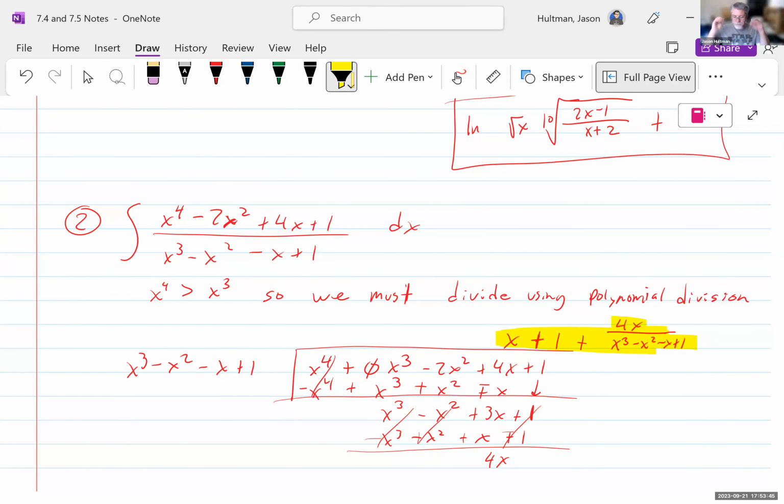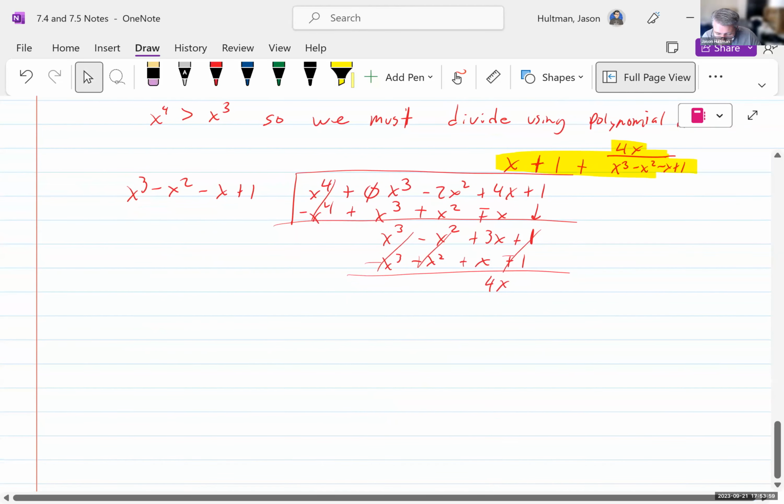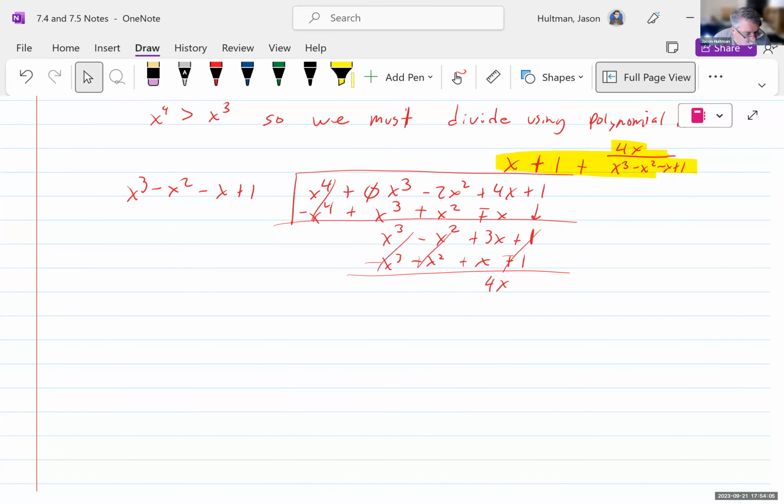So this is a 3-step problem. First, we have to do long division. Then we have to do partial fractions, and then we have to integrate. So it's a jolly good time, as they would say in, you know, ye old England.